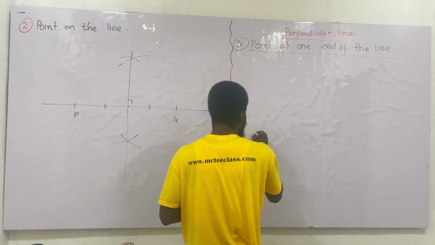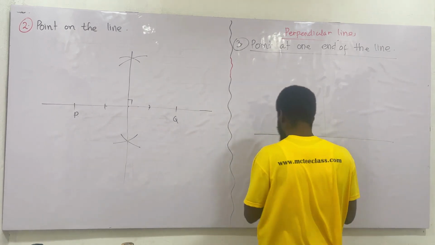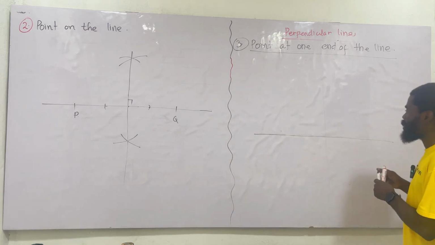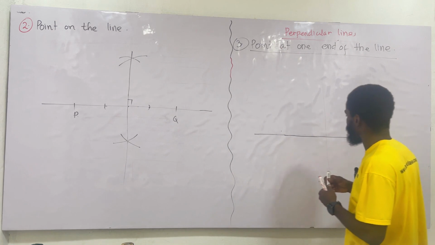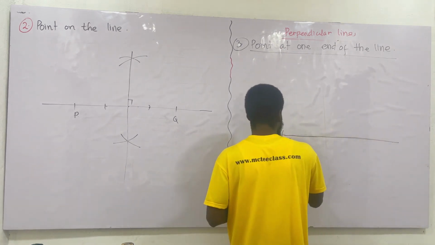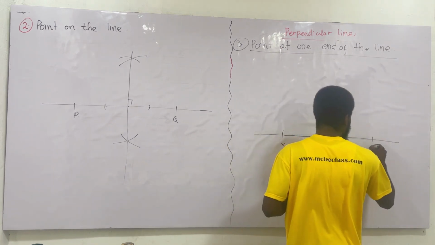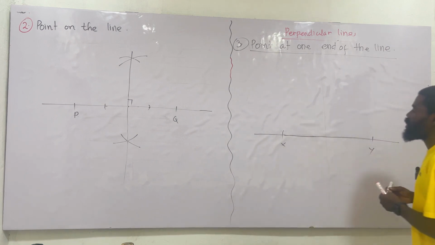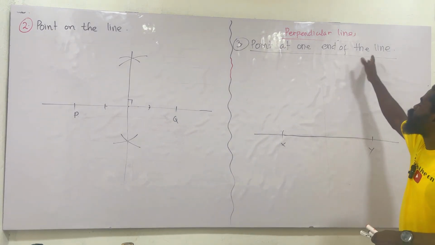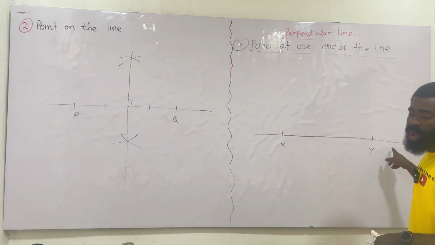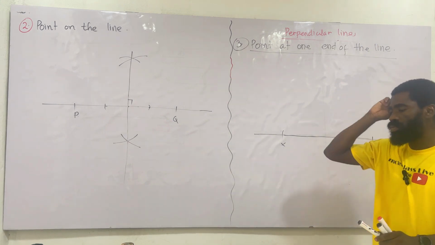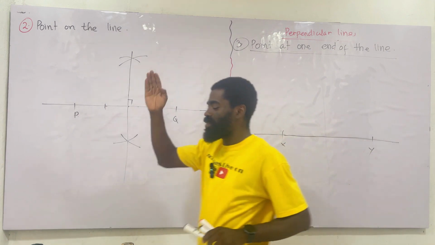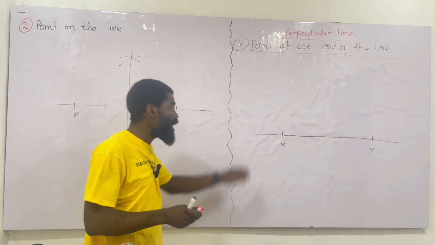So once again, I have my line. Hope you can see the line. Let's see XY once again. So I'm going to construct a perpendicular at one end, either at X or at Y. In this case, the question will say construct perpendicular through, draw a perpendicular through X, through Y. The moment you hear that through X, that's what I'm saying.